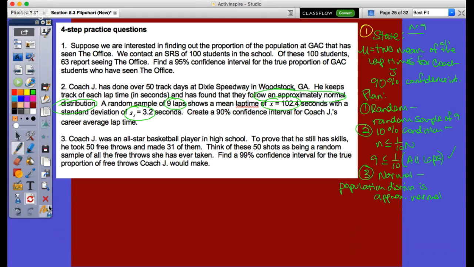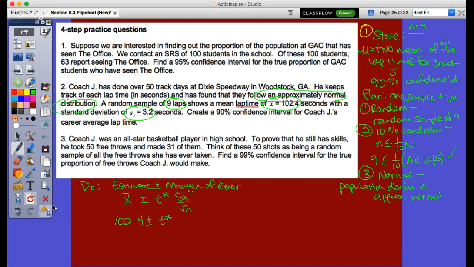Let's go to the do phase, okay? So the do phase tells me that it is estimate plus or minus margin of error, okay? By the way, what test am I using for the plan phase? One sample t interval, okay? That's the test. Estimate plus or minus margin of error. So this is x bar plus or minus t star times s of x over square root of n. Let's plug and chug. So 102.4 plus or minus the t star.